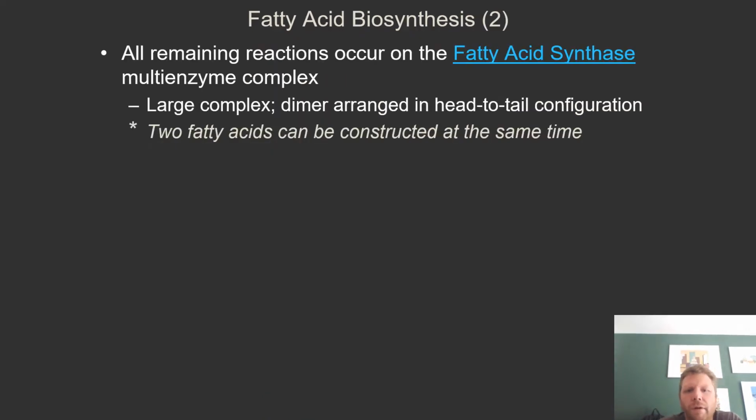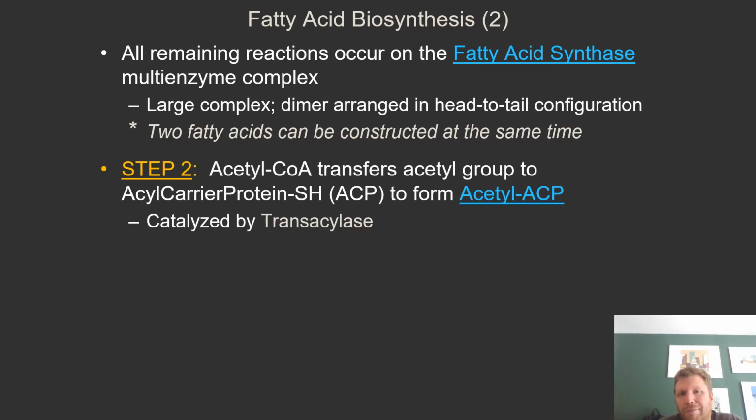So in fatty acid biosynthesis, we have all of the remaining reactions done by an enzyme complex known as fatty acid synthase. This is a very large complex. It is a dimer arranged in a head-to-tail configuration. This is almost like what we talked about with the citric acid cycle in a metabolon, but it's not quite the same because we have a limited number of enzymes. So 2 fatty acids can be constructed at the exact same time. Now, step 2 of this, acetyl CoA transfers an acetyl group to acyl carrier protein, or ACP, to form acetyl ACP. This is catalyzed by a transacylase.